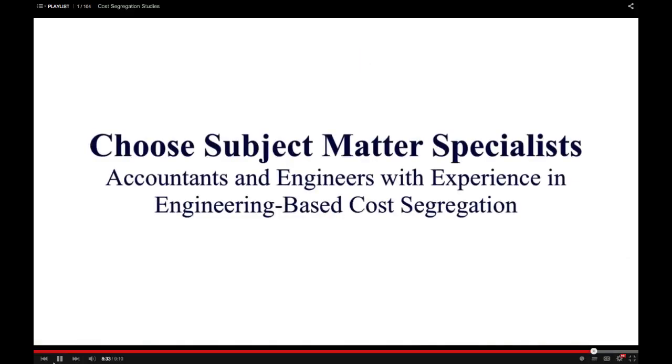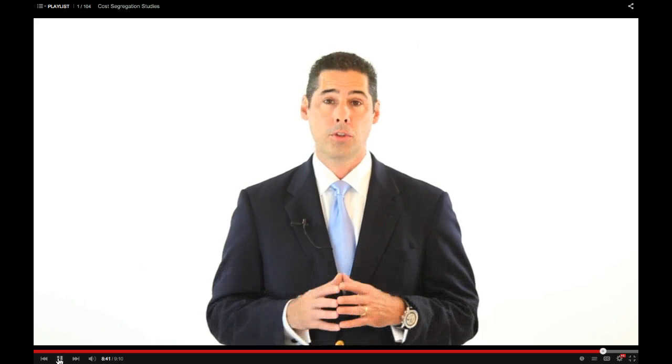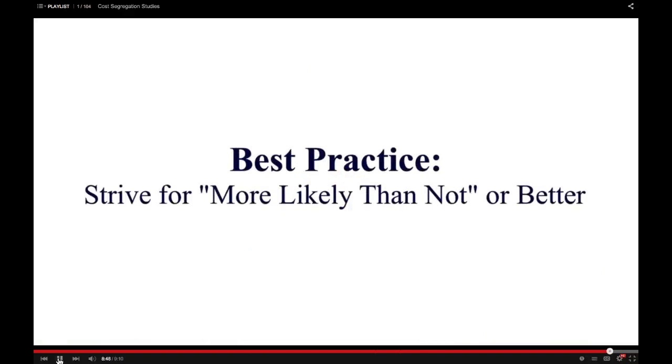When considering this highly technical and specialized tax offering, you're advised to directly consult subject matter specialists, that is, both accountants and engineers that are well trained in this area of the tax law. Also, be sure to act in good faith in trying to ascertain your client's tax return filing position and achieve a more likely than not filing position or higher, as many of these claims are frequently audited by the service.